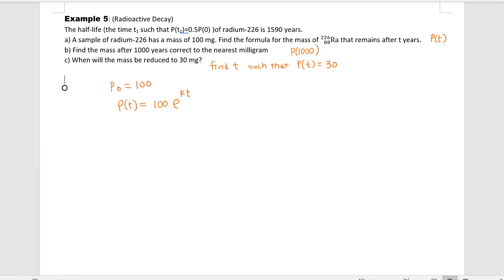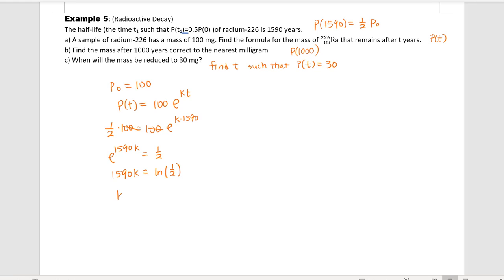Okay, how do we find k? We need to use the information of half-life. Okay, so half-life means P of 1590 is half of what we have before. Okay, so we plug that in. t is 1590, and P of that is 1/2 of our initial population. Okay, so you can actually cancel the 100, and then we get e to the 1590k is half. Apply natural log on both sides.